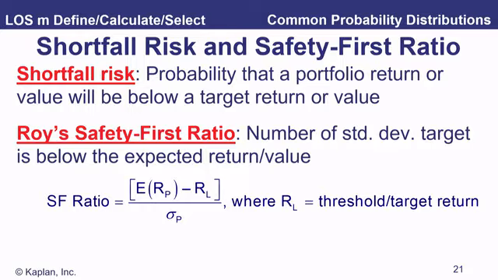And so the measure that's been used is Roy's safety first ratio. Now what Roy's ratio measures is the number of standard deviations that some target return is below the expected return. So this safety first ratio, we've got the expected return minus the target return. That target could be 0, could be the risk-free rate, could be any number, as long as it's less than the expected return, we'll get a positive safety first ratio here.